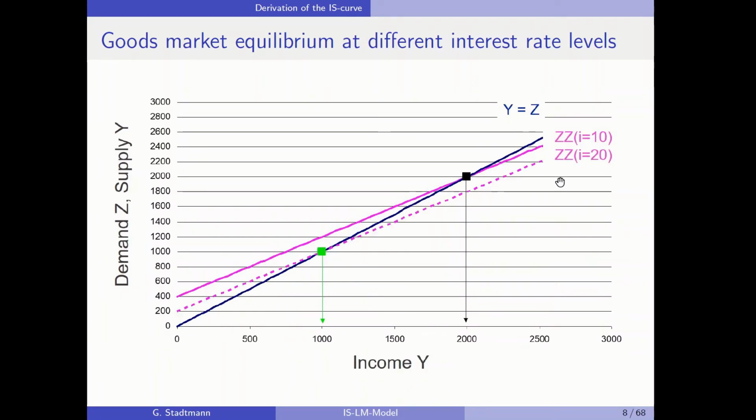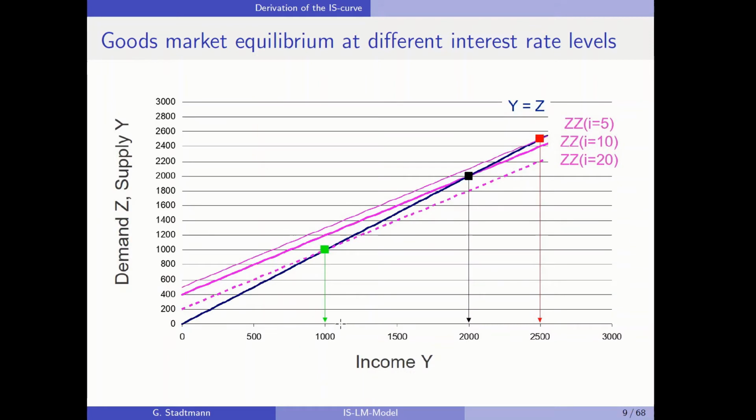What happens if the interest rate increases to the level of 20? Then this will affect the ZZ relationship. The demand curve shifts downwards because goods demand is lower, because the demand for investment goods is lower. And hence we get a new intersection in this green point. The GDP level takes the value of 1000.